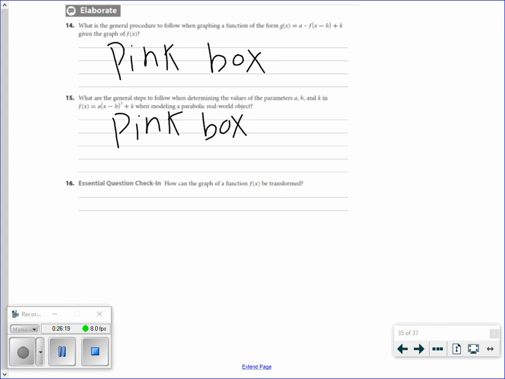And then 16, essential question check-in. How can a graph f of x be transformed? And that's just your a, b, h, and k points. My b looks like an h. Yeah, a, b, h, and k. Or in other words, it can be stretched horizontally and vertically. It can be compressed horizontally or vertically. It can be moved up, down, left, or right, and it can be reflected vertically, across the x-axis, or reflected horizontally, across the y-axis. So that's how it can be transformed.